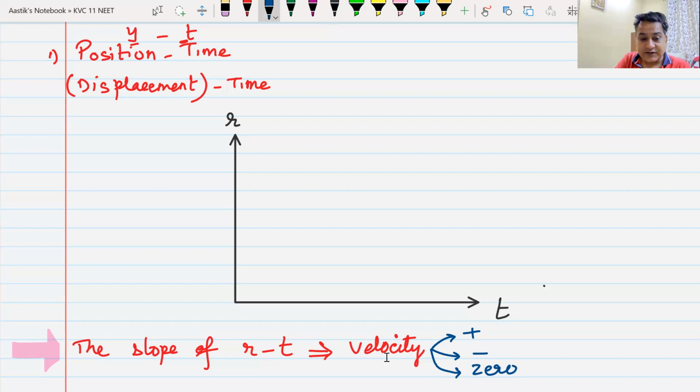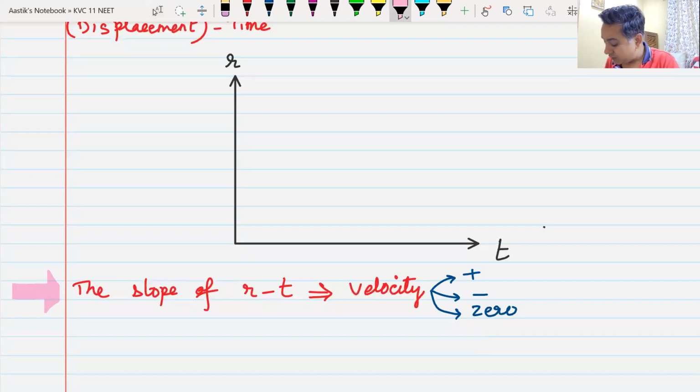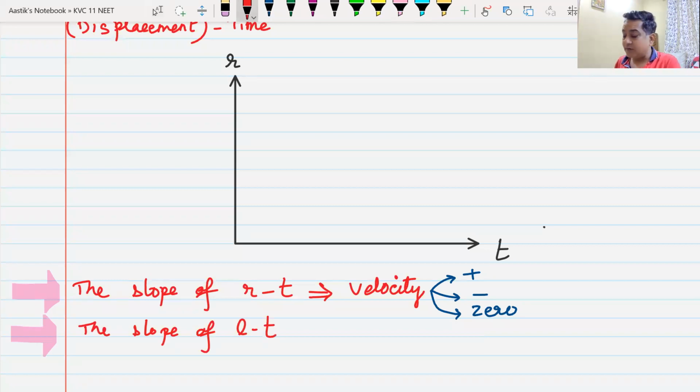Okay. The second thing that you must remember is sometimes, just to confuse you, instead of drawing the position time graph, they can draw distance time graph. Remember, I've used L for distance. So if you don't understand the symbols, you can write distance. The slope of position time graph gives us velocity. What does the slope of distance time graph give us? Tell me.